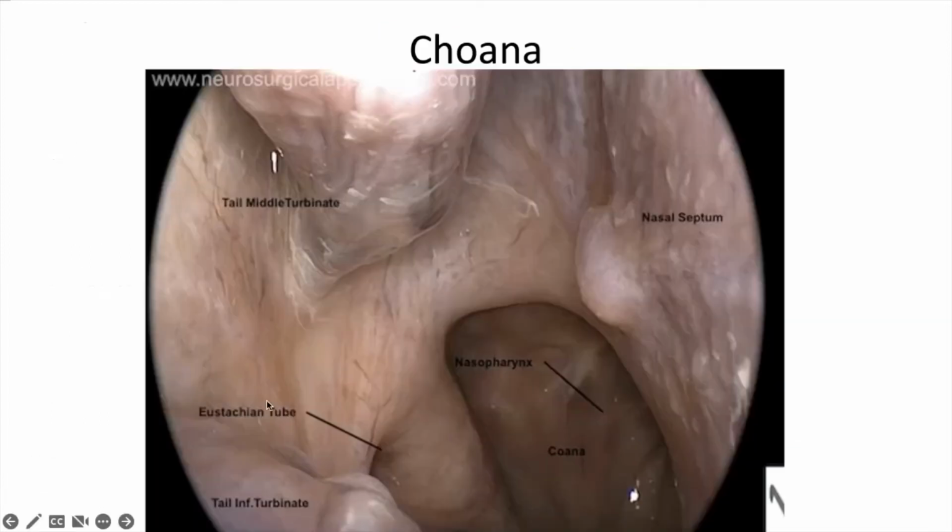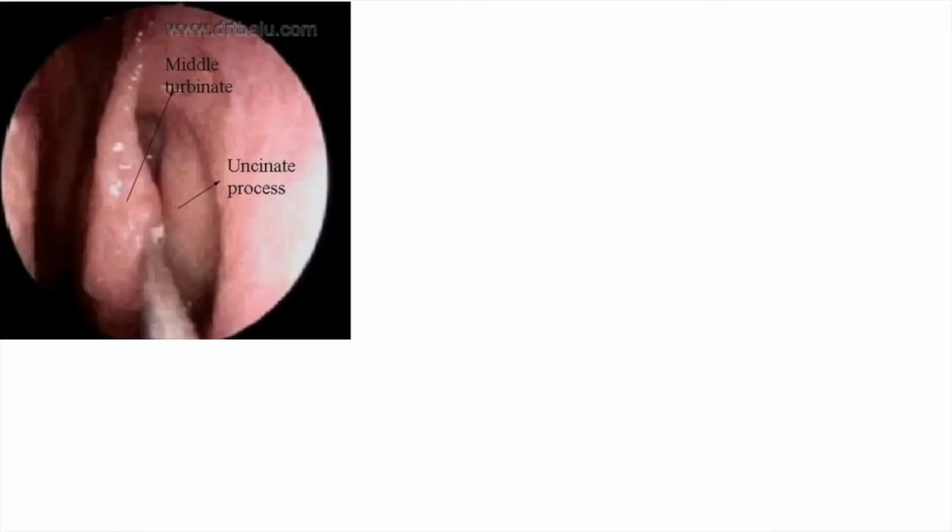Again, a deeper view. This is the nasal septum, this is the middle turbinate, the tail of the middle turbinate, which leads to the choana, and the structure in the choana, the Eustachian tube. This is the tail of the inferior turbinate, again going posteriorly towards the choana. Then you should also know the structures which are lateral to the middle turbinate.